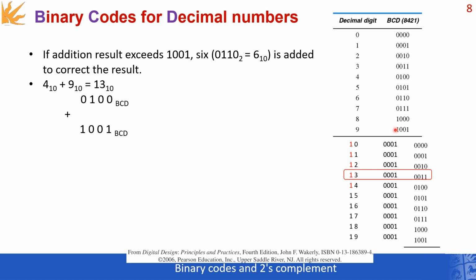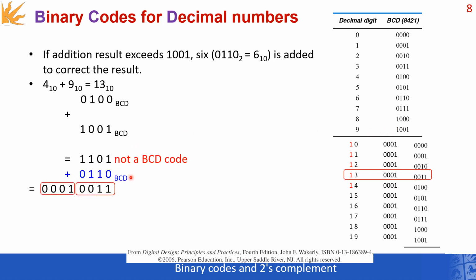Now here is the secret. If you add them, the result in binary will not be part of the BCD code because it exceeds the part of the table that has the BCD values. Now you can do one trick. You can add number 6 in BCD representation. In other words, you can always add 0, 1, 1, 0. And the result automatically gives you what you want.